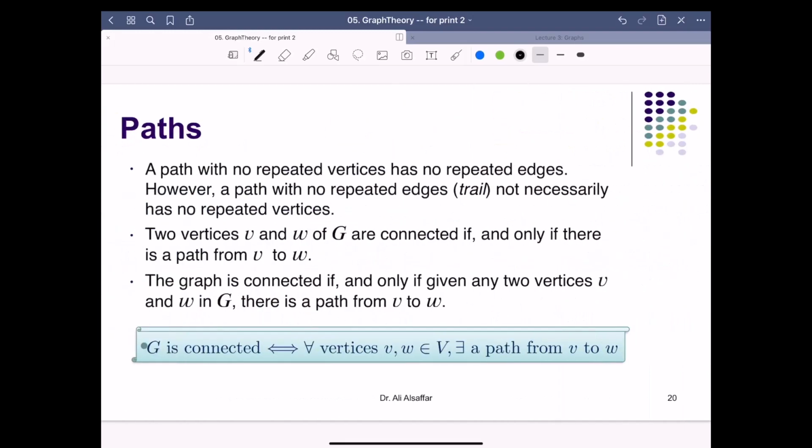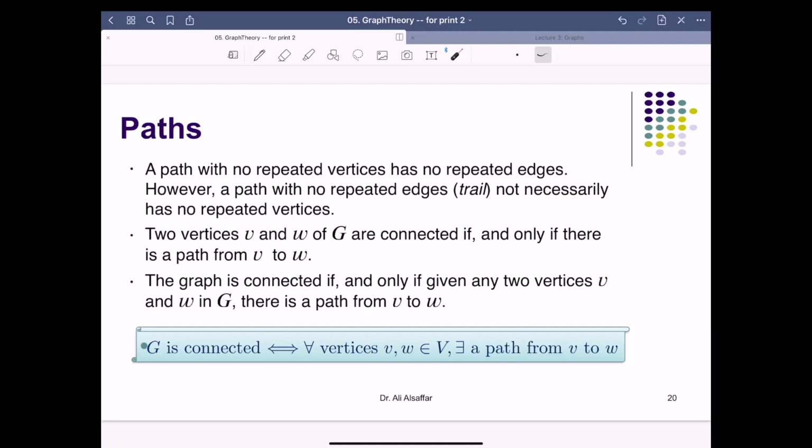We continue our definitions with some notes. A path with no repeated vertices has no repeated edges. So this is a result: no repeated vertices, no repeated edges. But from right to left is not necessarily true. A path with no repeated edges, which is called in some textbooks a trail, does not necessarily have no repeated vertices.